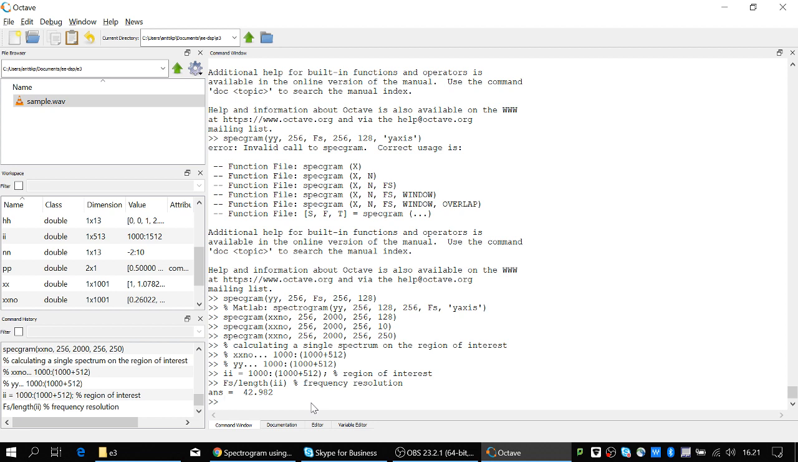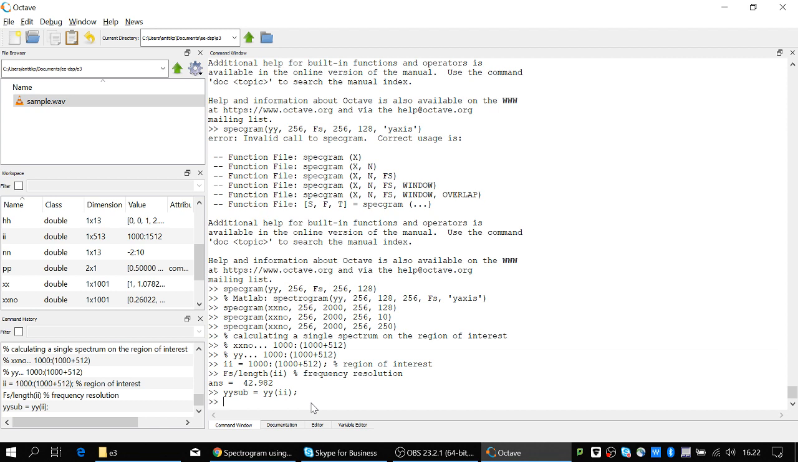Okay. And then my subsample would be YY sub equals YY of II. So this is one way of selecting the data. You first have the regional indexes and then just select these indexed values.